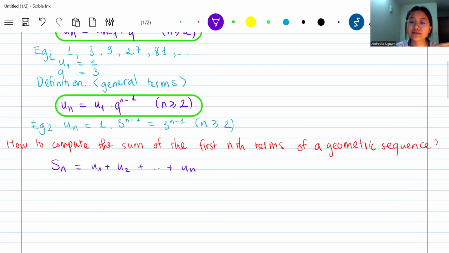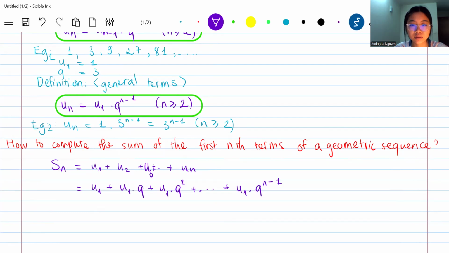This is our first n terms of the geometric sequence, and I can rewrite it based on the general formula for an arbitrary term in a geometric sequence. It means u2 equals u1 times q, u3 equals u1 times q to the power of 2, and so on until un, which is u1 times q to the power of n minus 1.